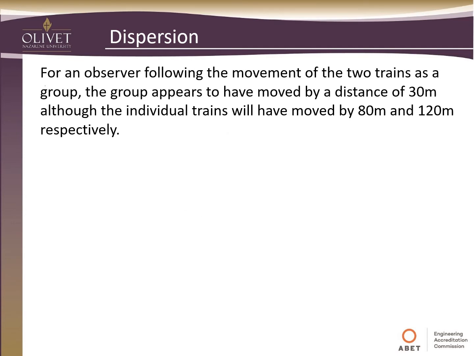So again, for an observer following the movement of the two trains as a group, the group appears to have moved by a distance of 30 meters, although each individual train has traveled by 80 meters for the A train and 120 meters for the B train. Because the 0 cars lined up, and then until we moved to the -1 peaks lined up, that was only 30 meters.